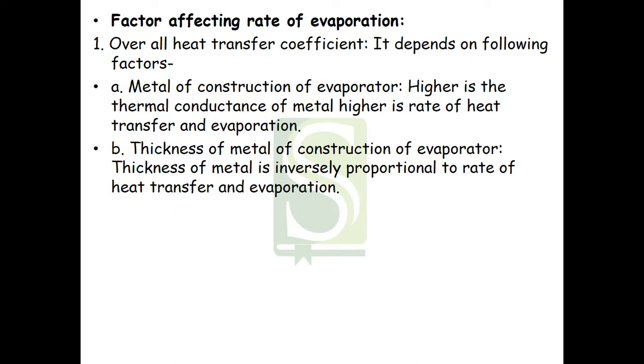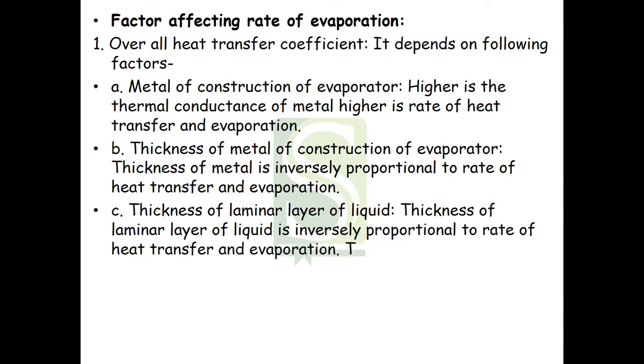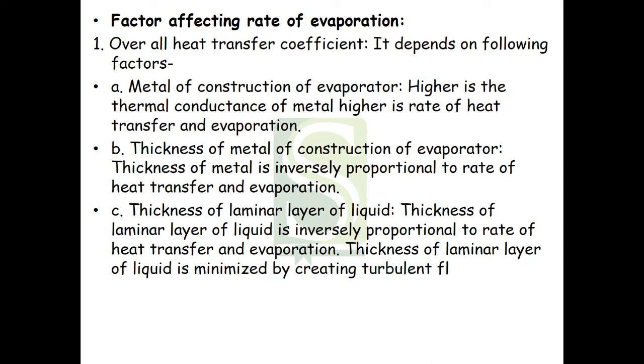Then the next factor which affects is the thickness of the metal of construction of the evaporator. So the thickness of metal is inversely proportional to the rate of heat transfer and inversely proportional to the rate of evaporation. The more the thickness, the less will be the rate of evaporation, because that much time will be required for the heat to get transferred from the source of heating to the liquid. And also, as we know in the heat transfer process, as the length of the material increases, the resistance also increases. Okay, so thickness is inversely proportional to the rate of evaporation.